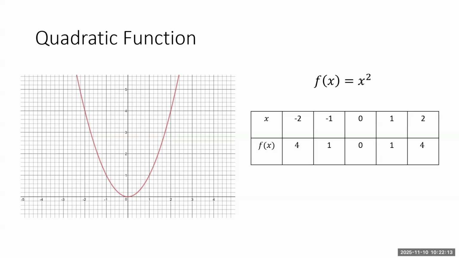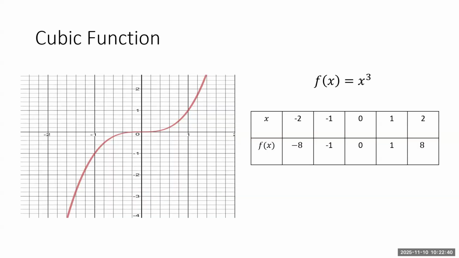Next, I have the quadratic function. This is a quadratic parabola with y as its major axis. The equation given is f of x equals x squared. I have an x row and an f of x row in a table. In the x row, I have -2, -1, 0, 1, and 2. In the f of x row, I have 4, 1, 0, 1, and 4.